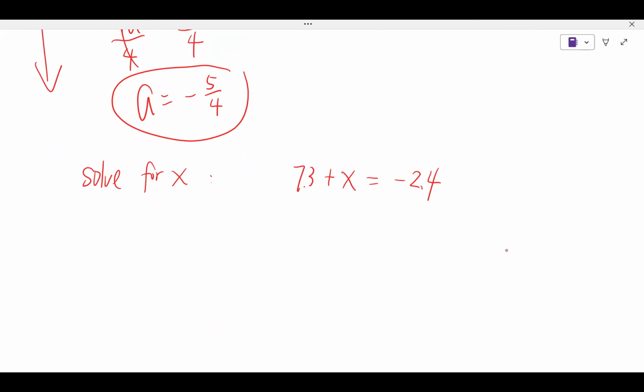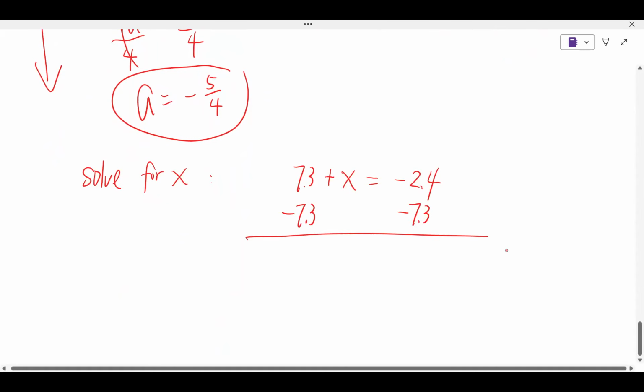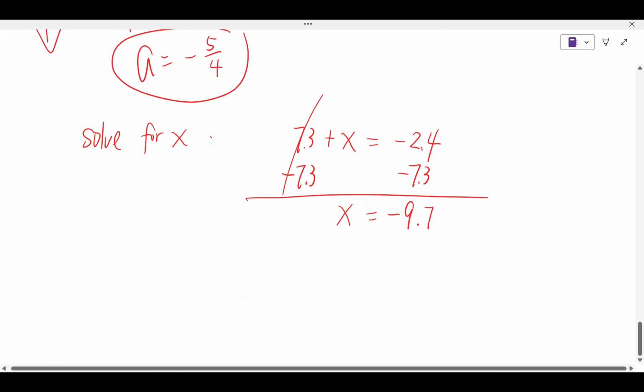And for decimals, you just subtract 7.3 by using the opposite on both sides of the equation. Cancel that and x is by itself. Now you combine two decimal numbers, keep the sign. Now 4 plus 3 is 7. Bring over the decimal point. 2 plus 7 is 9, right? So the answer is x equal to -9.7.